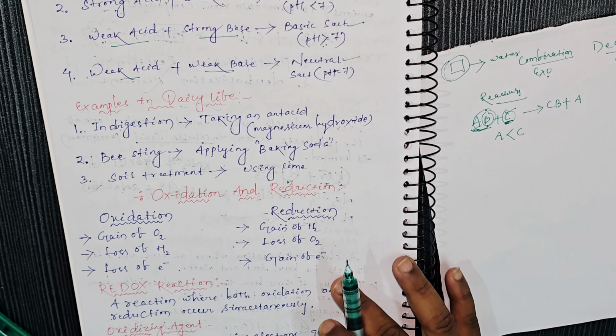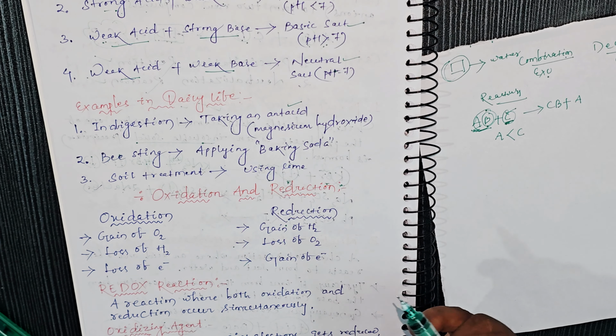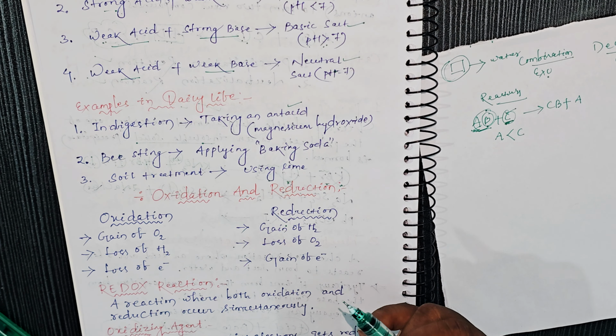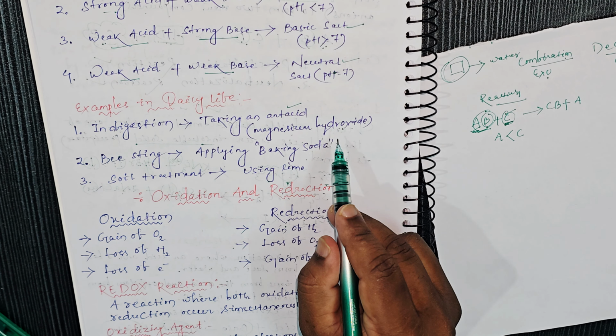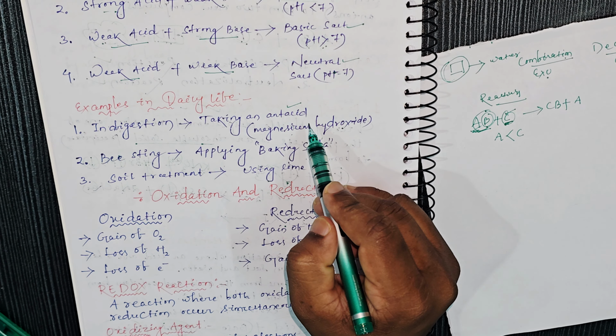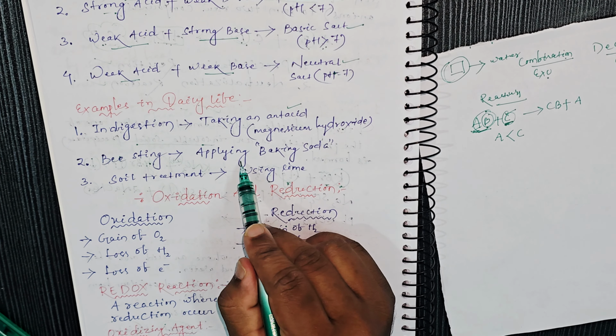Now coming to examples in daily life. If it is indigestion, then we take an antacid. It's a kind of medicine, or we can say simply magnesium hydroxide. If it is excessive acidity, then we can take an antacid for the neutralization. If a bee sting injects into your body, then we apply baking soda, to get relief.